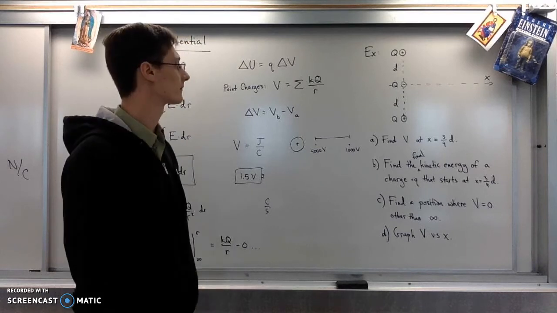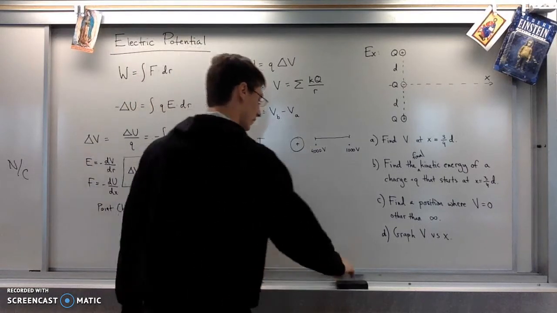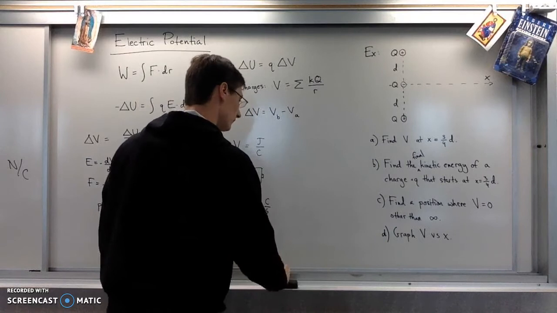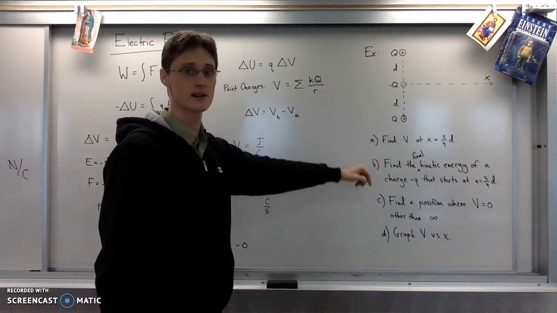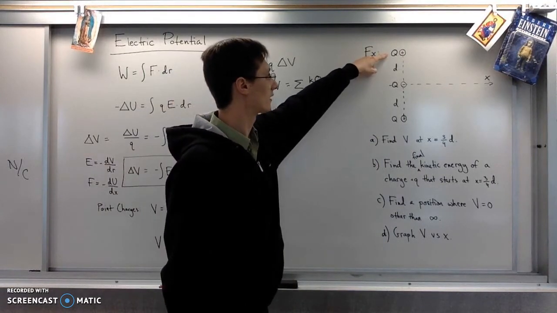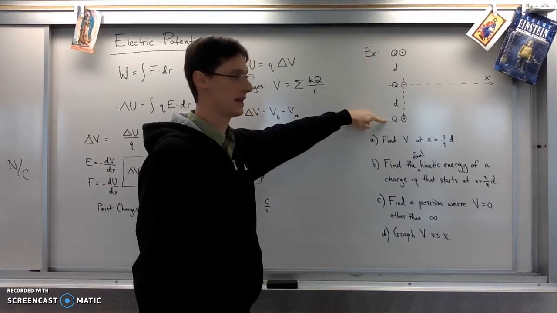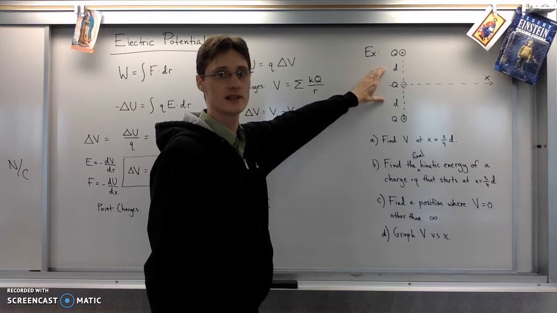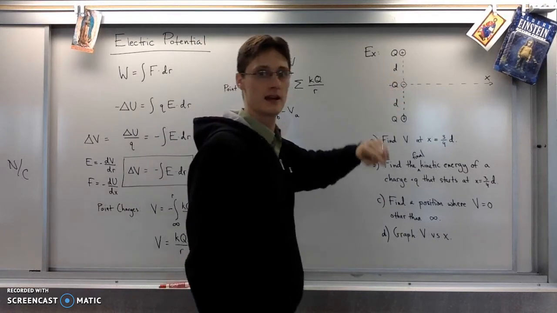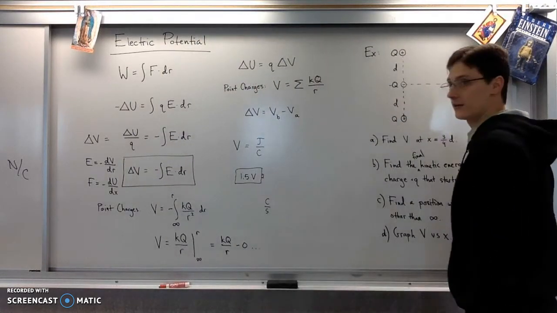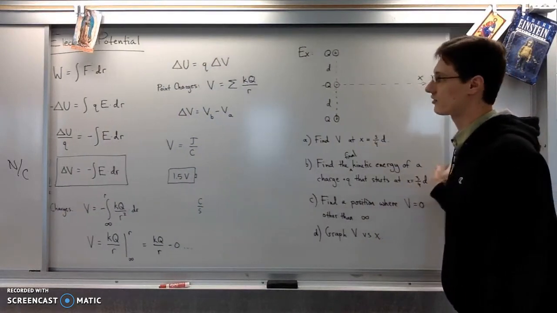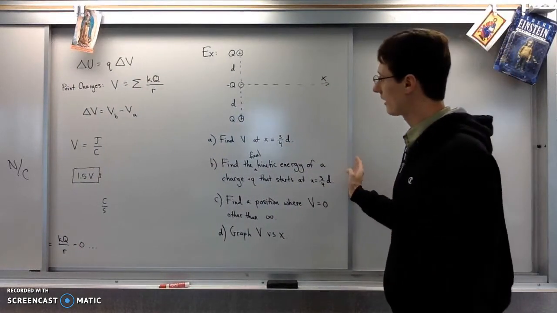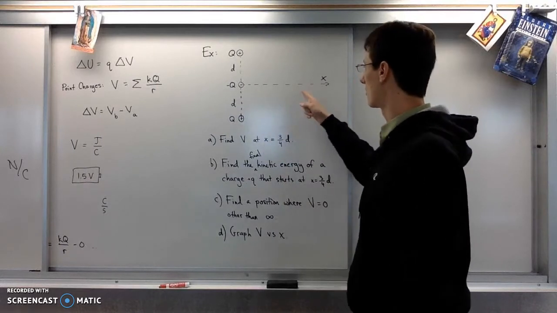That's how it goes. As an example, let's look at this question right here, where I've got a Q, a negative Q, and another positive Q. They're separated from each other by distances of d, and we're going to be asking a bunch of questions about the potential at various points along the x-axis.